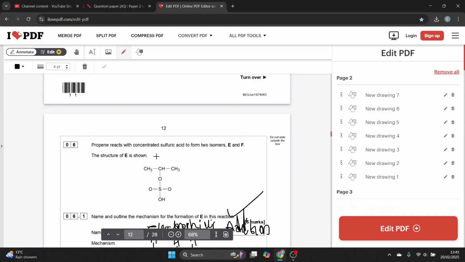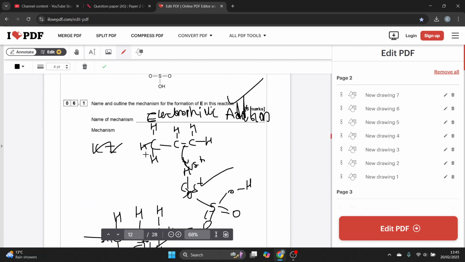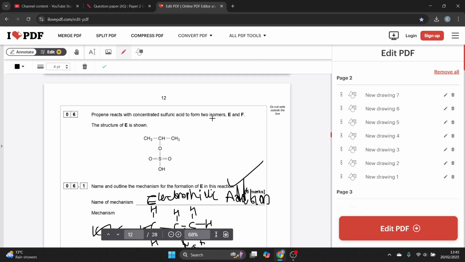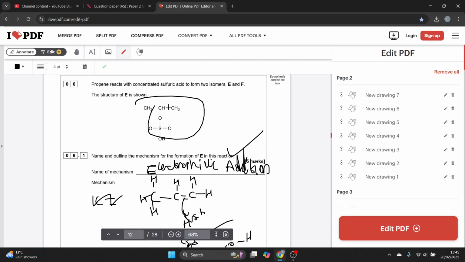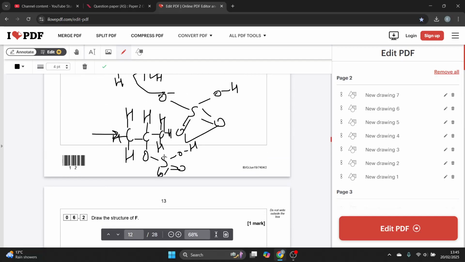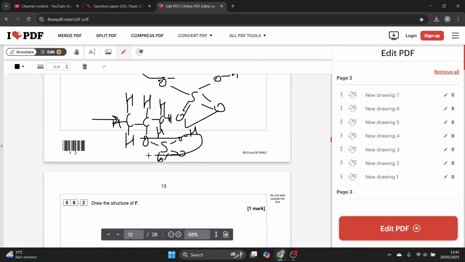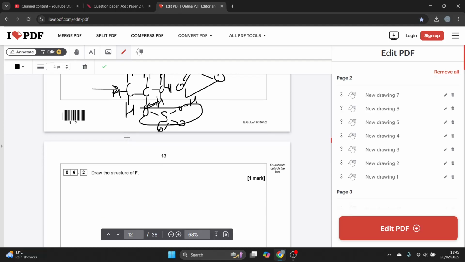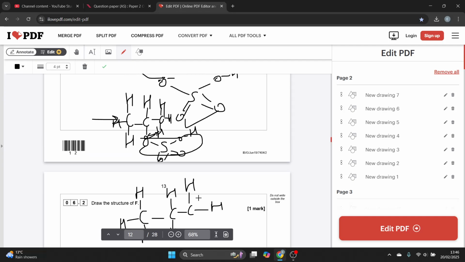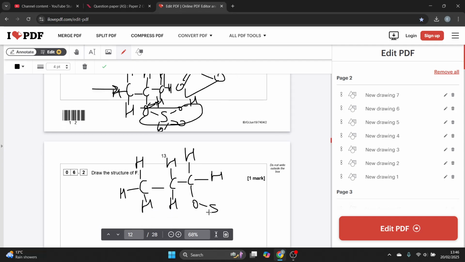Draw the structure of F. Well, it says F reacts with concentrated acid to form two isomers. Well, this is the major product. F is going to be the minor product. So for F, all that's going to happen is this OS double bond OH is just going to be bonded here. So it's going to swap around. So it's going to be CH3, CH2, CH, OS double bond OH.